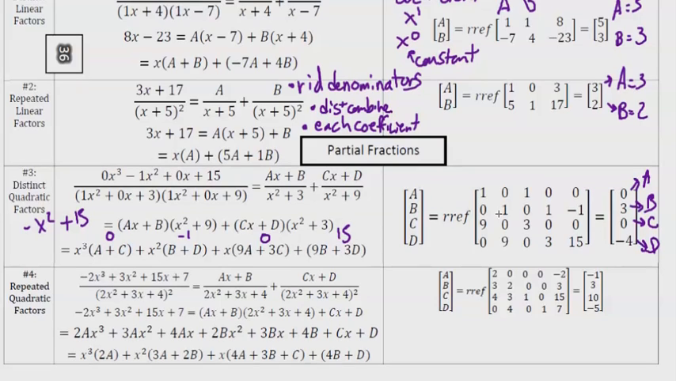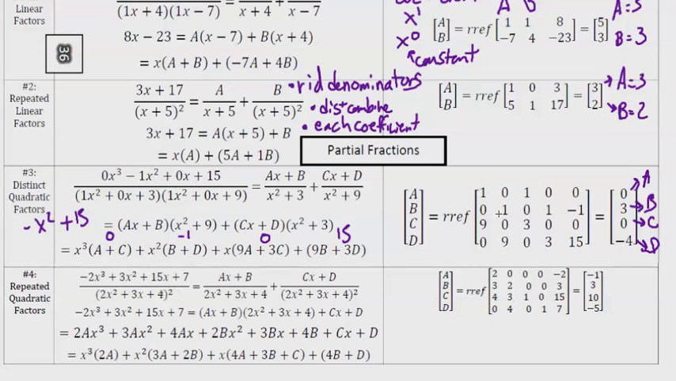And then there's one other case that you can see. There's repeated quadratic factors. So we have this example, negative 2x cubed plus 3x squared plus 15x plus 7 all over 2x squared plus 3x plus 4 squared. And we're going to break that into two fractions again. We have ax plus b all over 2x squared plus 3x plus 4, and then plus cx plus d all over 2x squared plus 3x plus 4 squared.